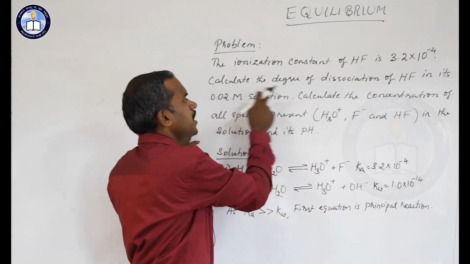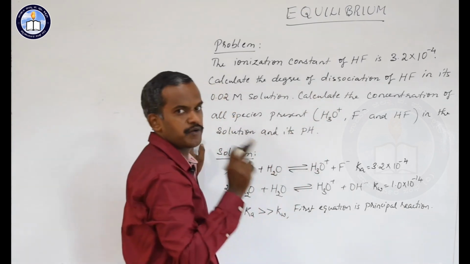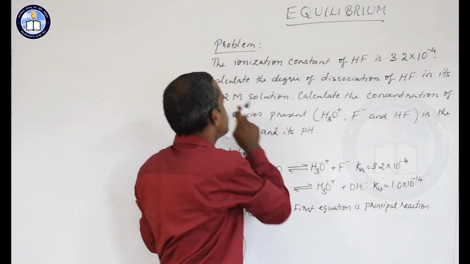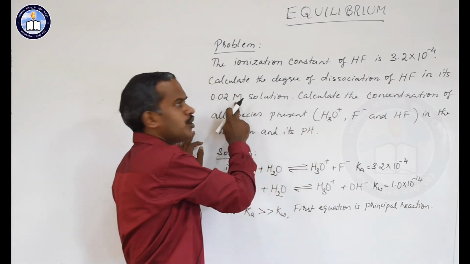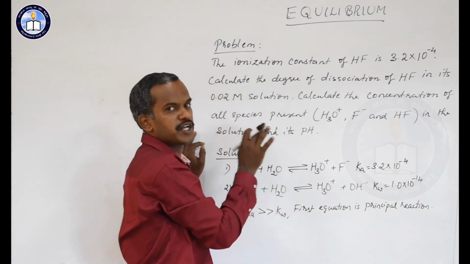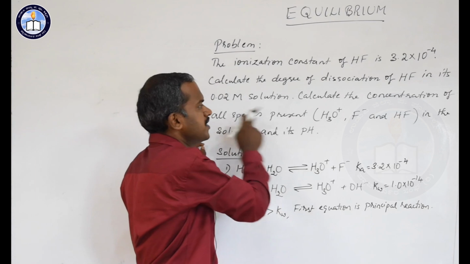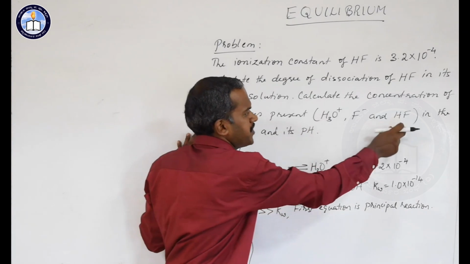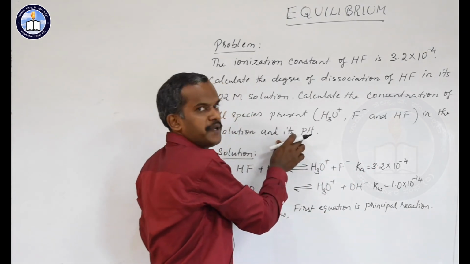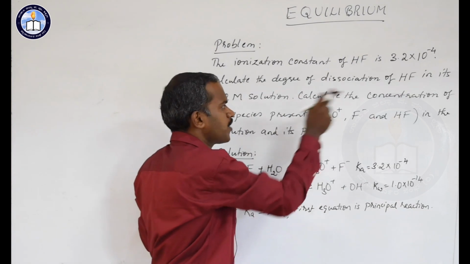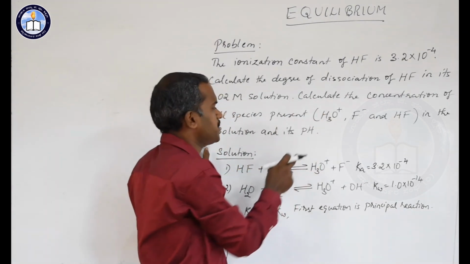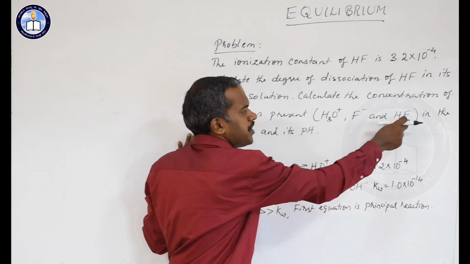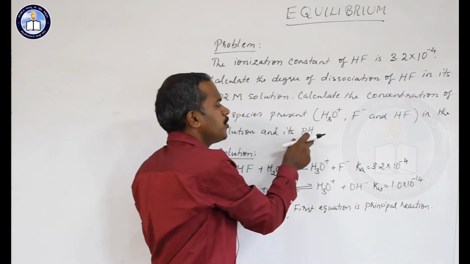Now, calculate the degree of dissociation, which means you have to find the value of alpha, of hydrogen fluoride in its 0.02 molar solution. So what is this 0.02 molar? That is the initial concentration which we represented as C. Calculate the concentration of all species present, meaning hydronium ion, fluoride ion and HF in the solution, and pH is to be calculated. So we have to calculate the value of alpha, the degree of dissociation, and get the concentration of the 3 substances, the 2 dissociated ions and 1 undissociated weak acid, and finally calculate pH.